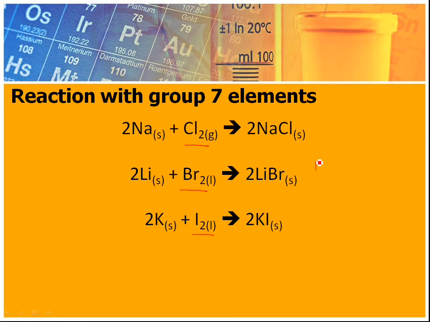And all these compounds are ionic compounds, okay? So that means they're made of a metal and a non-metal, okay? And they're also called salts. So those are the reactions of group 1 metals with group 7 elements, and that's it.